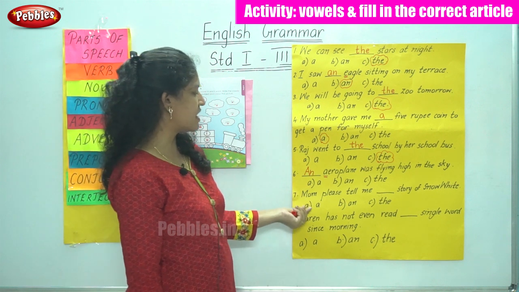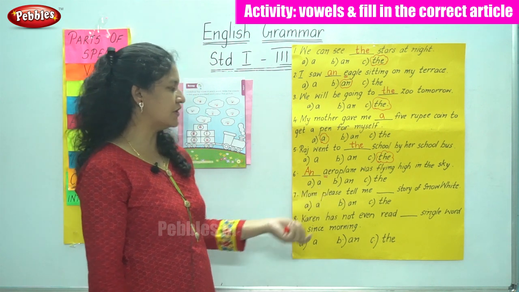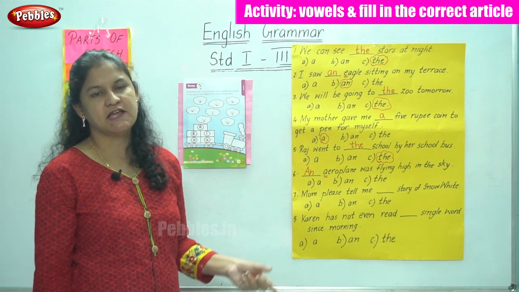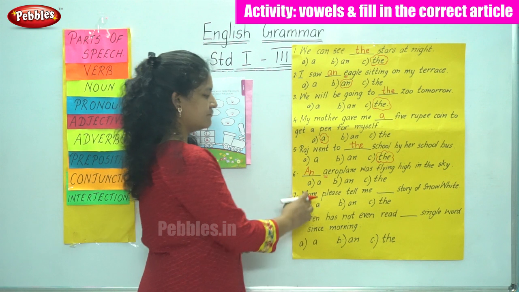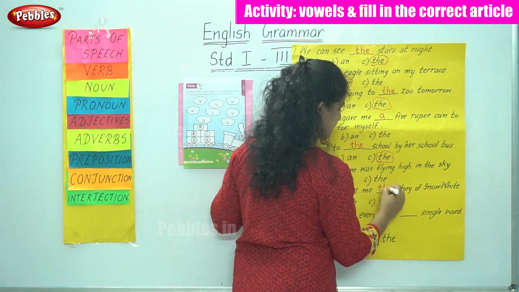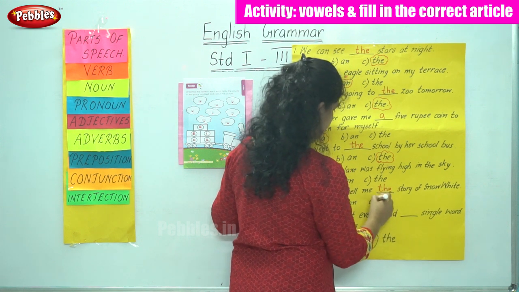The next sentence, Mom, please tell me dash story of Snow White. So there's only one story of Snow White. Then we use the article the. Mom, please tell me the story of Snow White. So I use the article the.